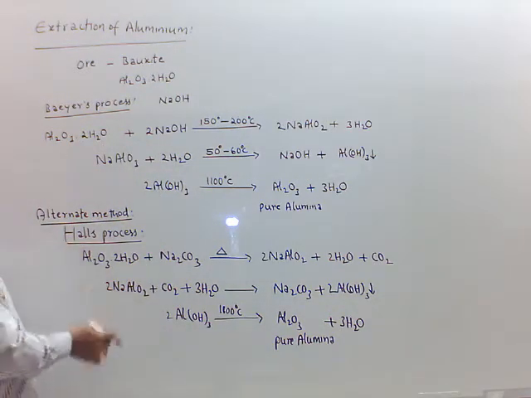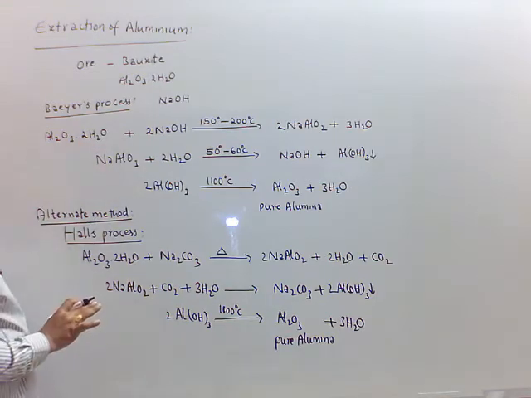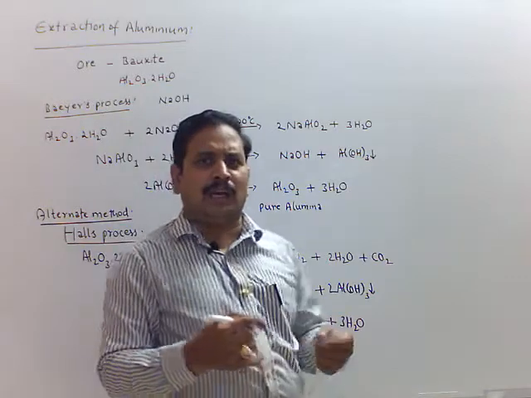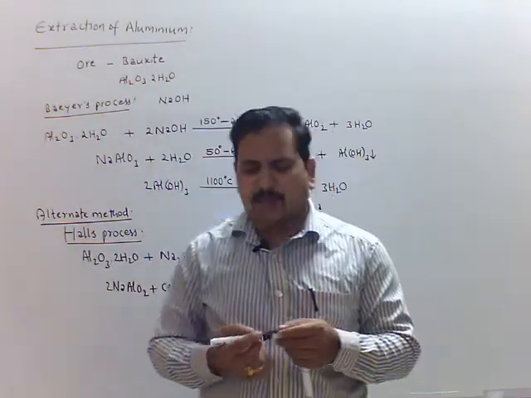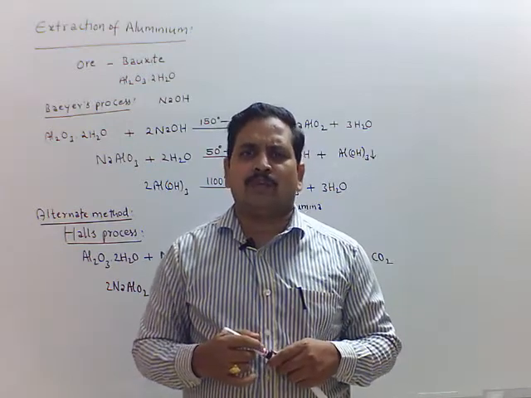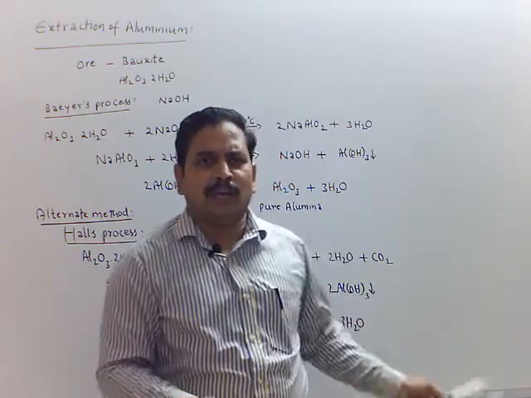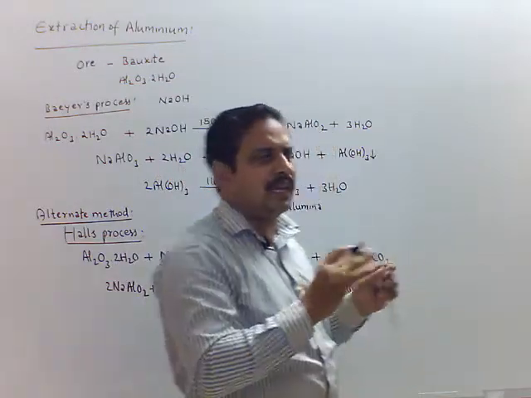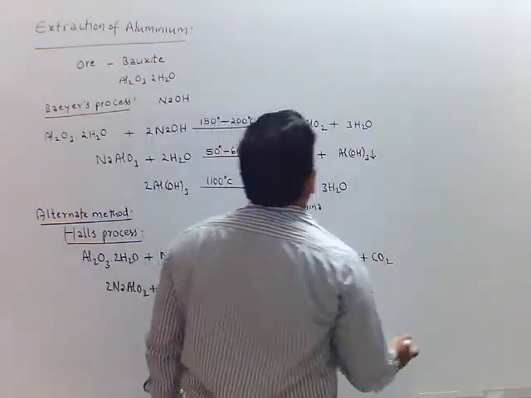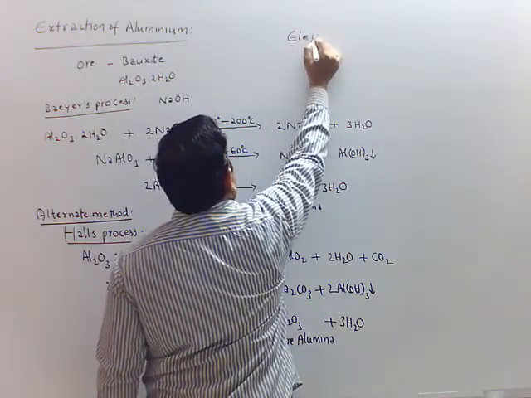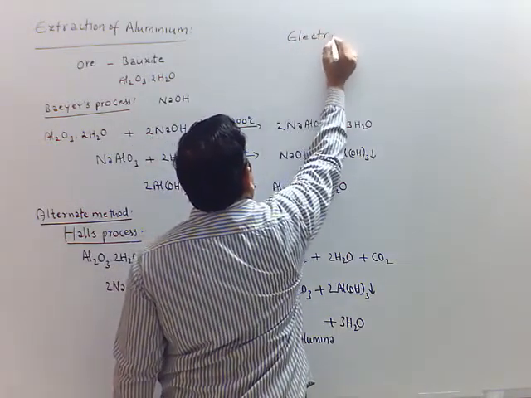We are removing impurities from bauxite. Here it is oxide ore. That's why we are not choosing the second step. In the second step we do conversion of concentrated ore to oxide ore. Here we get oxide ore directly, so we can enter into the third step, that is electrolytic reduction.